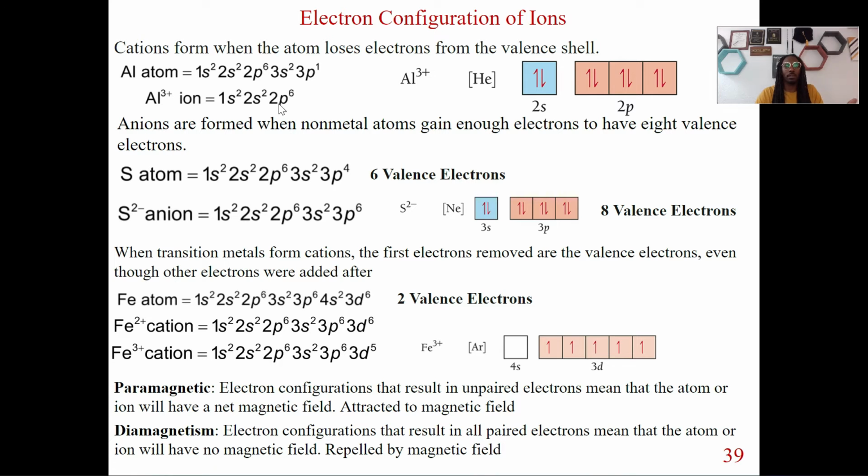If we look at the aluminum plus three ion, this is the electron configuration. This is telling me that I have lost three electrons. Where did those three electrons go? How were they lost? They're lost from the outermost shell, 3s2, 3p1. So those aluminum atoms lose these electrons here to become an ion, in this case, a cation.